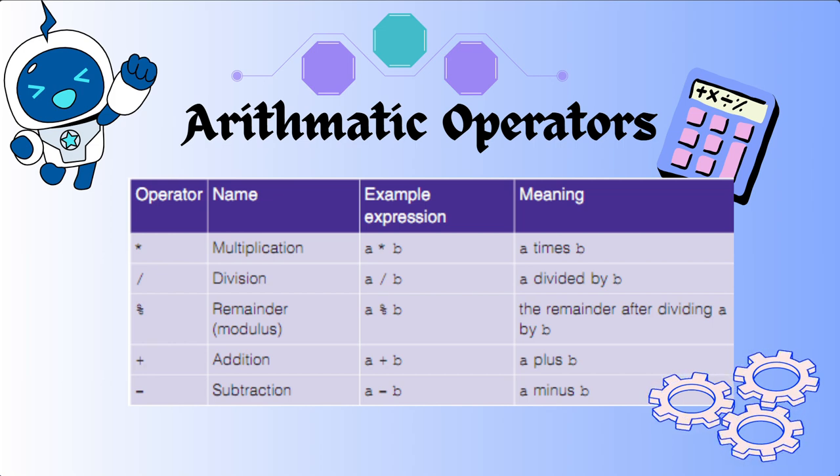Arithmetic operators. Arithmetic operators include multiplication, division, modulus, addition and subtraction. Addition and subtraction we use just as in math. For multiplication we use star, for division we use slash, and for modulus we use percentage. Modulus is basically finding the remainder of two numbers, and division is basically finding the quotient of the two numbers. And these are the expressions.